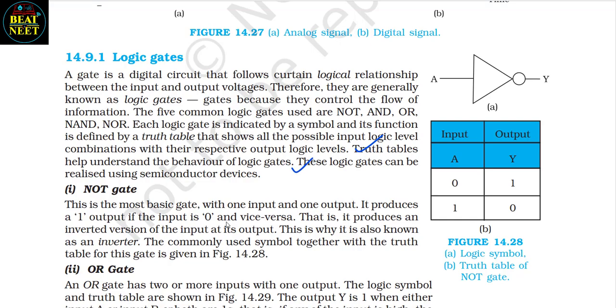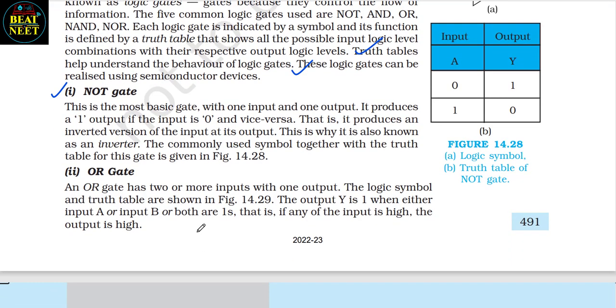These logic gates can be realized using semiconductor devices. Number 1, NOT gate. This is the most basic gate with one input and one output. It produces 1 as output if the input is 0 and vice versa. That is, it produces an inverted version of the input at its output. This is why it is also known as an inverter. The commonly used symbol together with the truth table for this gate is given in figure 14.28.